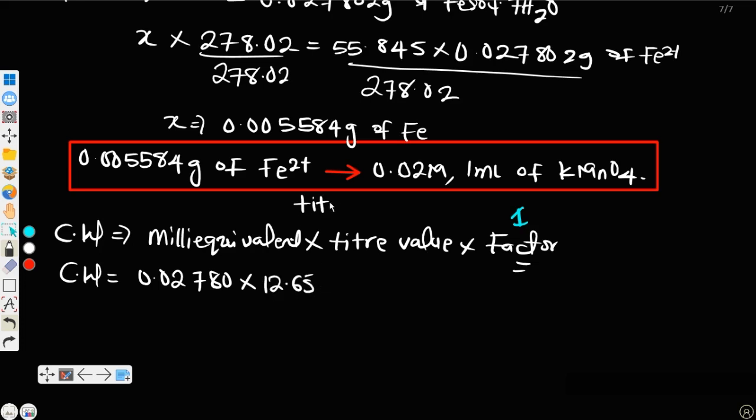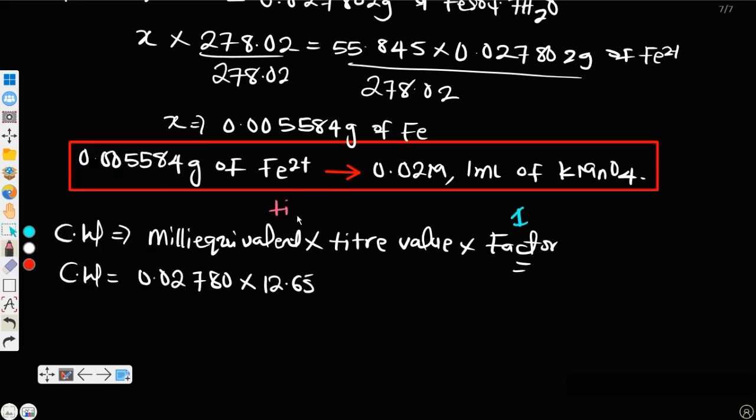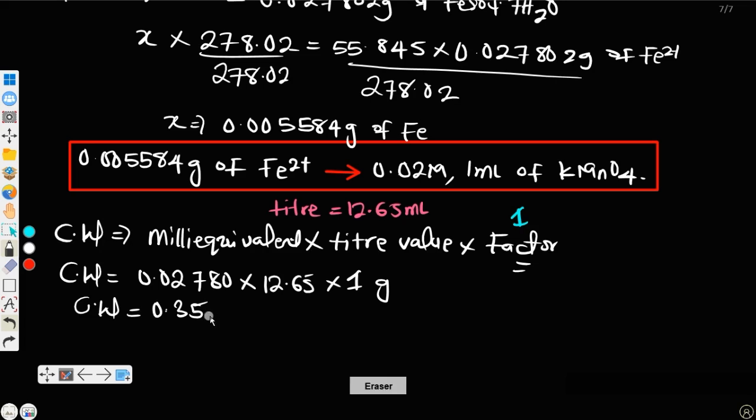12.65. Titer value, let me write it here. Titer value is 12.65 mL. Please remember to put your units, but don't put it here. Times factor, which is 1. Everything in gram. So what do you think would be your calculated weight now? 0.35. Alright? 0.3516 gram, which is approximately 0.35 gram.